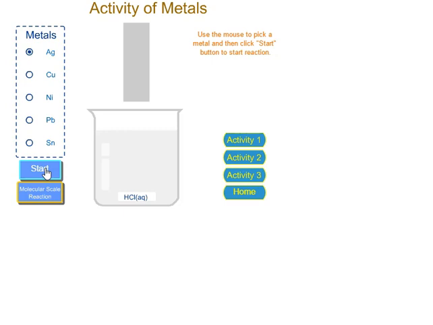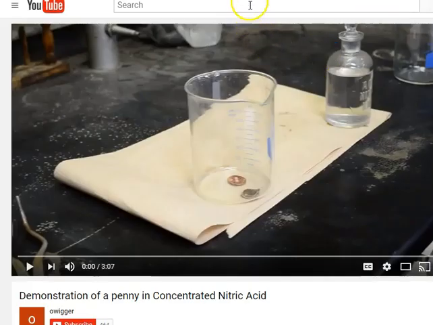So that's why we use those metals more often than, say, nickel or lead or tin in our everyday applications because of that lack of reactivity. However, there are some acids that can cause these less active metals to dissolve, and it's actually through a different mechanism. And one example of that is when you put copper into nitric acid.